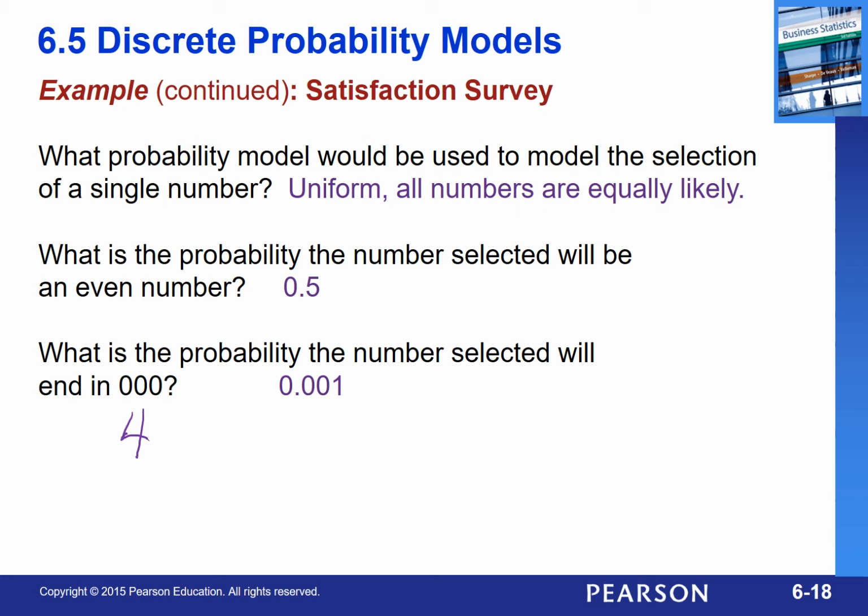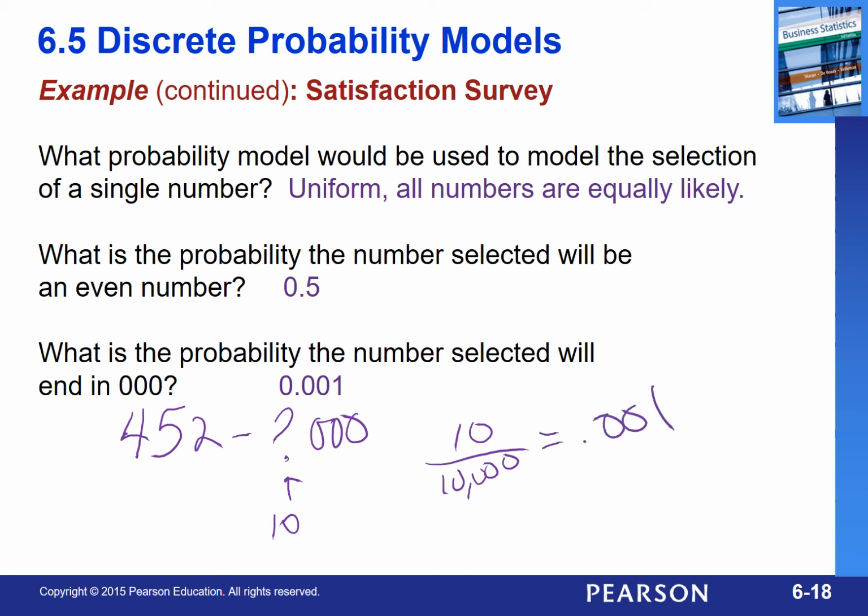Did you know that? It's a little obnoxious. It's 452, sorry, I have my notes in front of me. Dash something, and then 0, 0, 0. So what are the options here? Well, there's 10 options. There's 0, there's 1, there's 2, there's 3, there's 4, there's 5, there's 6, there's 7, there's 8, there's 9. That's actually 10 options, not 9 options. So I have 10 options out of 10,000 options, which is 0.001. That's how we figured that out.